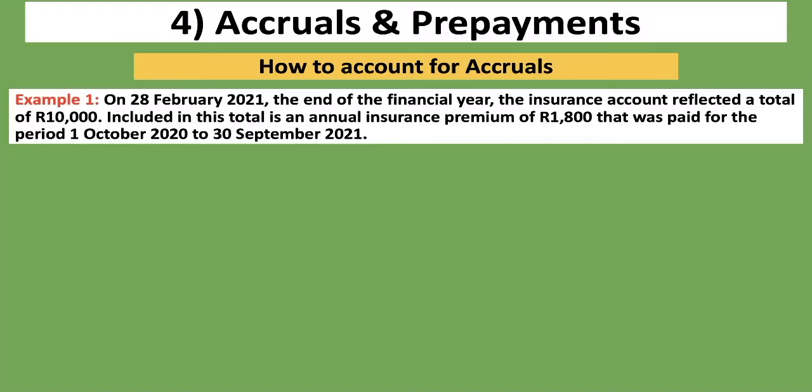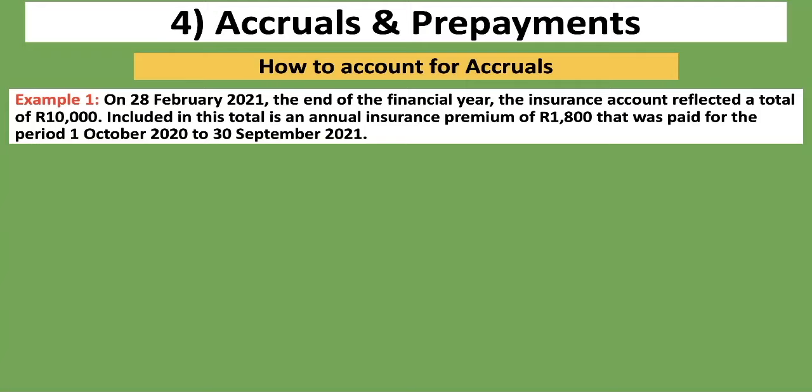And we can see that that's the case here because if our year end is 28 February 2021, we've paid for an insurance premium until the 30th of September 2021, and it's included in the insurance account of 10,000 rand. That means we have to identify and calculate how much of that belongs outside our period and remove it from the insurance account because we have not incurred that expense yet. Remember, if it doesn't belong to this specific period, we have not incurred it yet because we are not there yet. So let's calculate how many months that we've paid for that is outside our financial period.